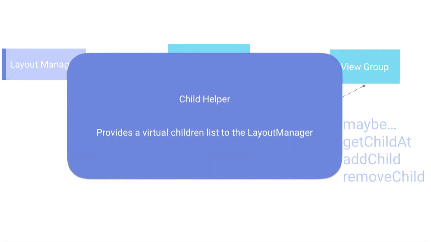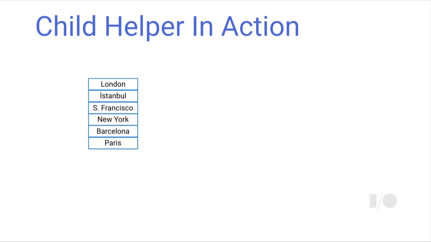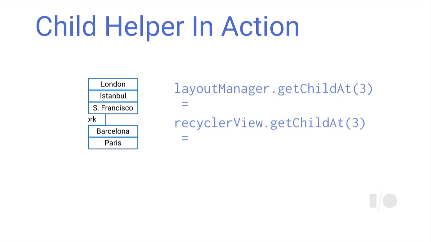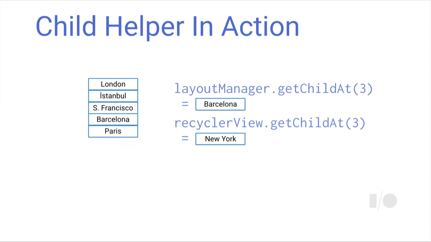So child helper is responsible for providing a virtual list to the layout manager. For example, let's assume this view has been swiped and is being removed. While you run the remove animations at the 200 milliseconds, if the layout manager tries to get the child at the third position, it's going to return Barcelona. And if you try to get the RecyclerView's third child, it is New York. So the abstraction between these components helps us do this kind of thing without making these components complex. And when the animation is complete, they will start returning the same value.